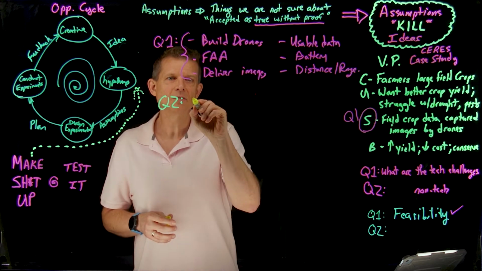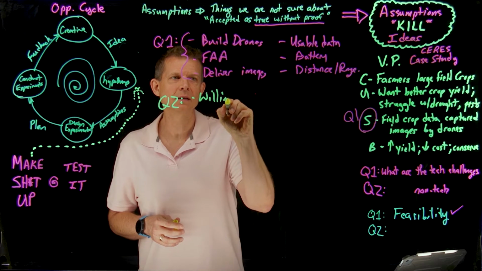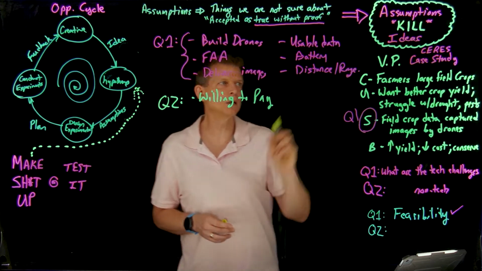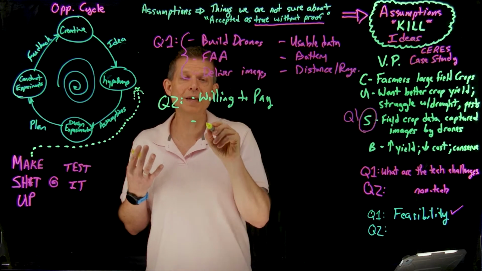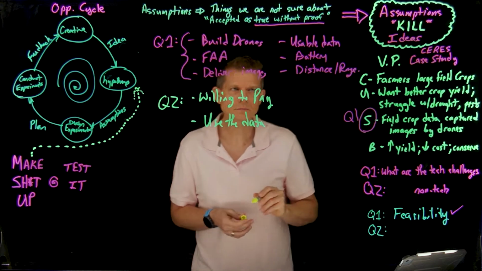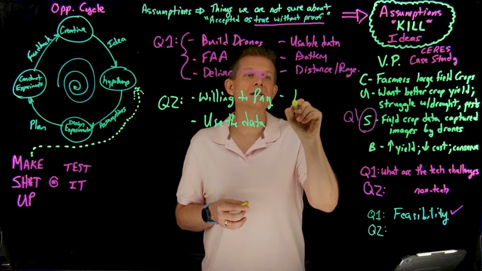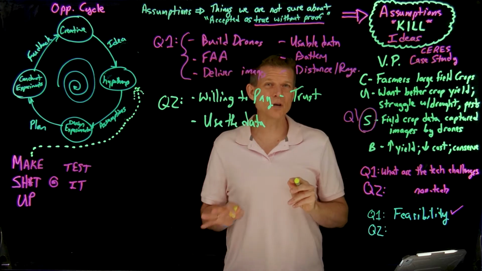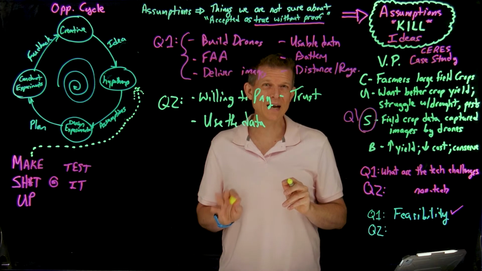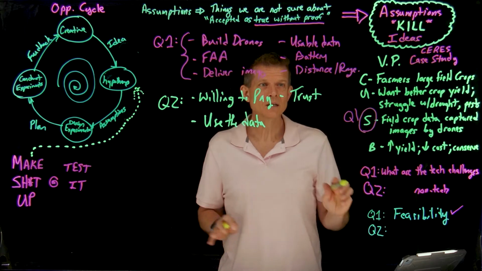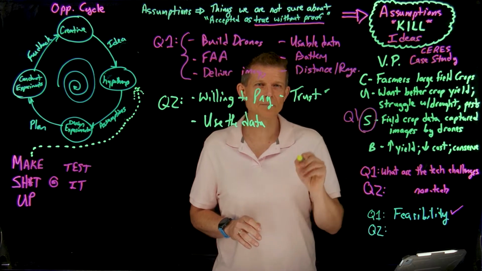All right. Farmers are willing to pay for the data. Farmers will be able to use the data that we are giving them. Farmers will trust us. This is a really interesting one that comes out in this conversation. We're flying drones over their field. We're providing them data. That could be a little sketchy to them, kind of maybe like Big Brother watching. So farmers will trust us.